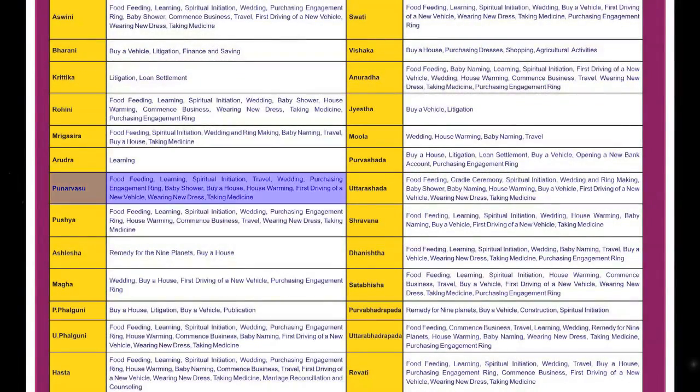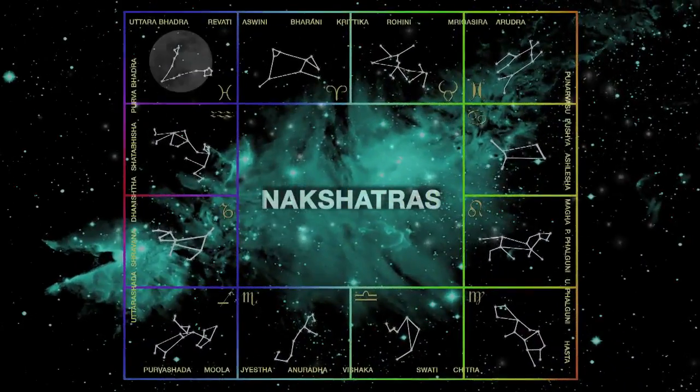If you flip to the back reference page, there is a table that shows you which activities are more auspicious to perform while the moon travels through each nakshatra.